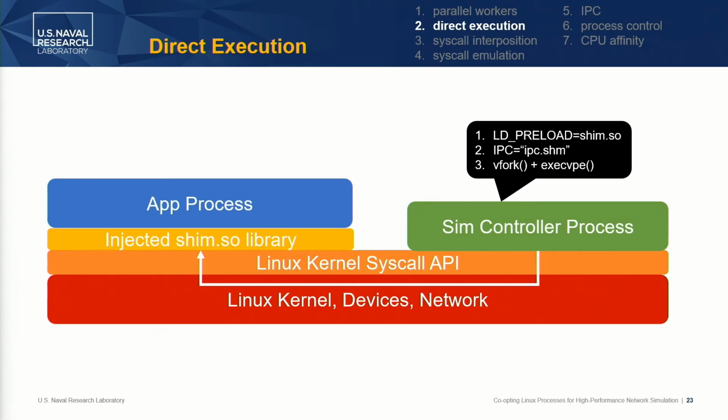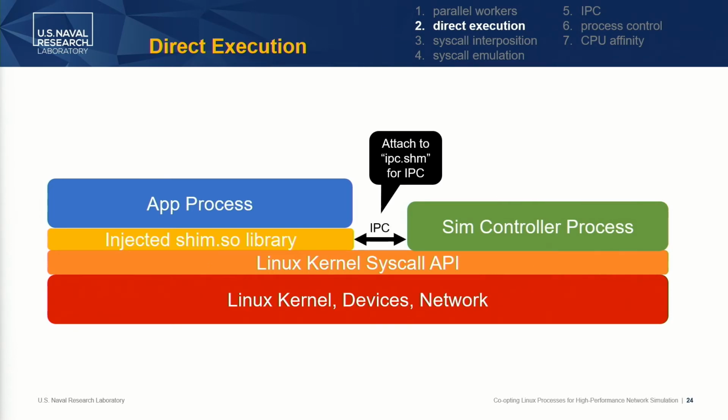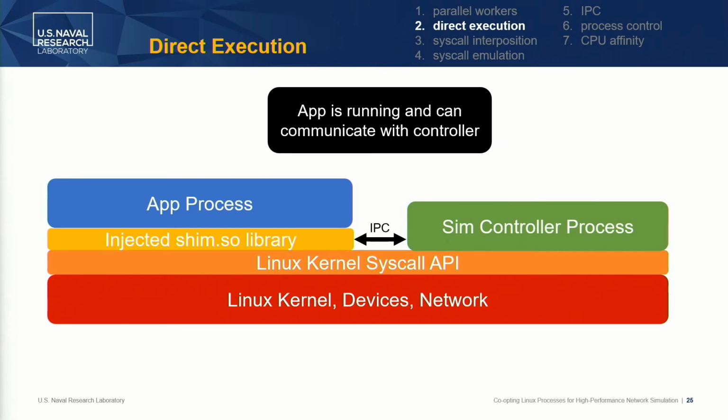Now, because we're setting LD_PRELOAD to our shim library, this allows us to inject the shim into the application process as it's running. And we use this shim to then attach to an IPC channel that allows us to communicate with our controller process. So at the end of this execution sequence, we have an application running in Linux as a regular Linux process that can communicate with our controller process through an IPC channel.